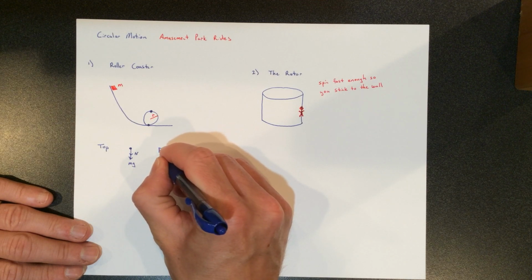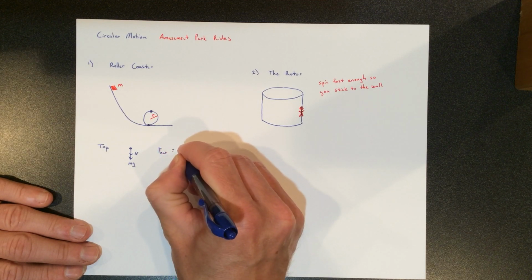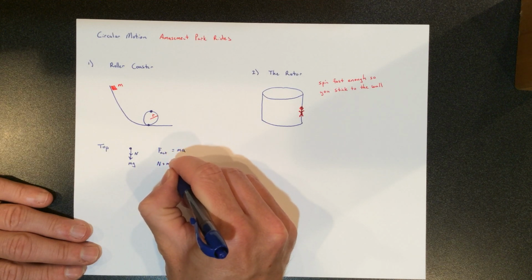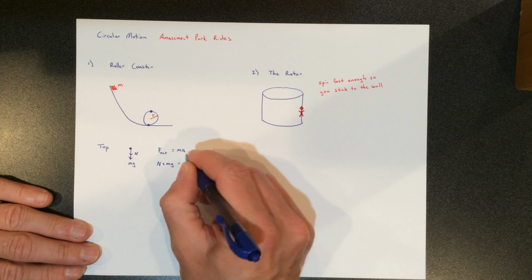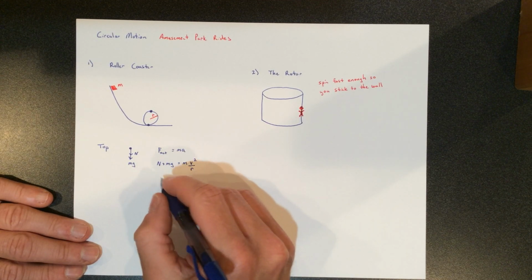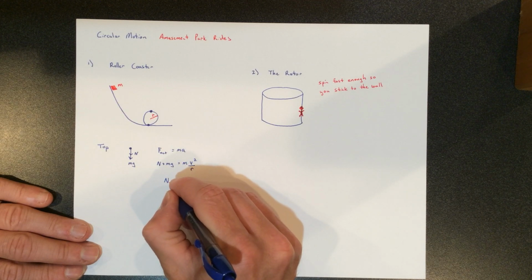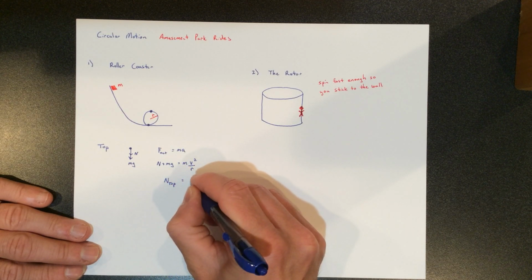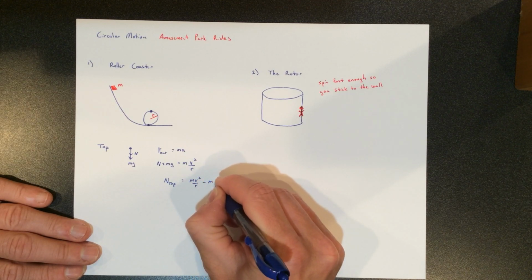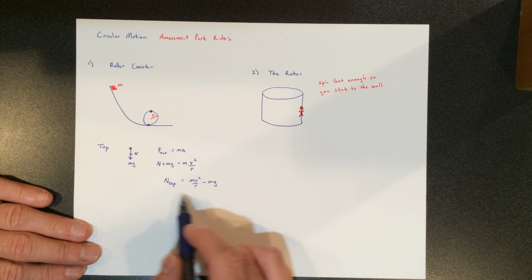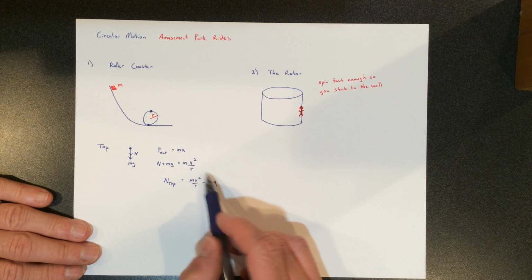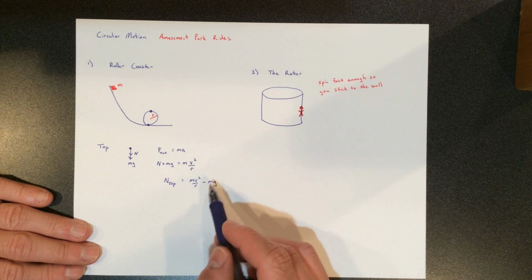So at the top, if we look at the net force equals ma, we could say N plus mg equals m times a, and a is centripetal acceleration, so it's equivalent to v squared over r. And we can solve for the normal force, and again, the normal force specifically at the top is mv squared over r minus mg. And so that whole thing actually might be less than your actual weight.